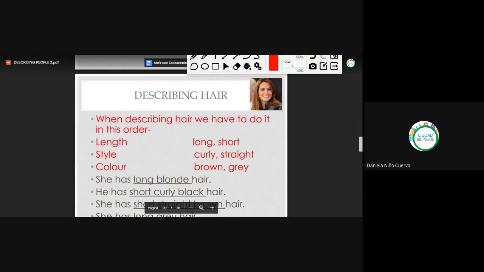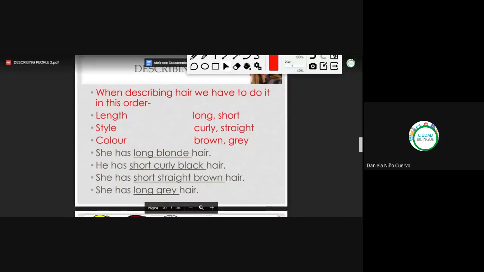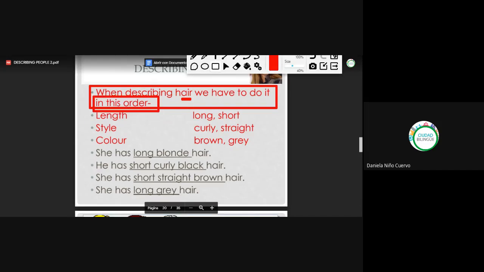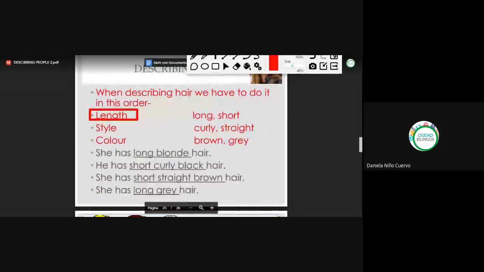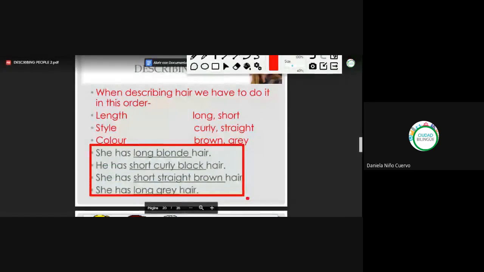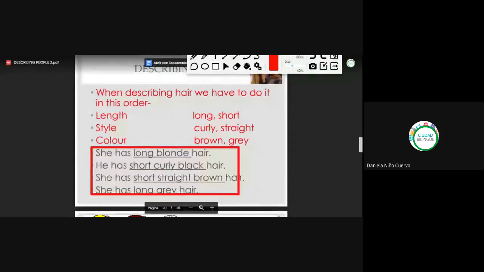Well, describing hair. So, when describing hair, we have to do it in this order. Cuando estamos describiendo el cabello, debemos hacerlo en este orden, in this order, yes? Length, largor, style, and color, yes? So, long or short, that is the length. Style, curly or straight, yes? And color, in this case, brown or gray, yes? Acá ya tenemos tres características. Este es el orden de las características. Yes? So, we have here some examples.